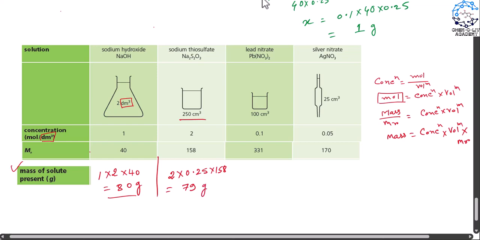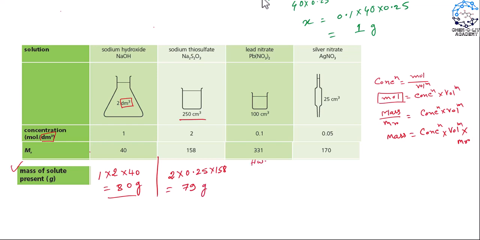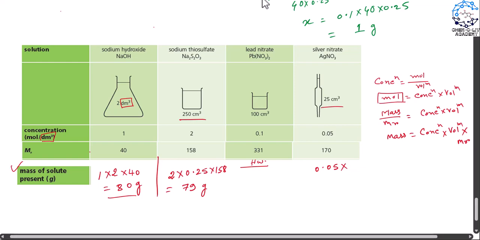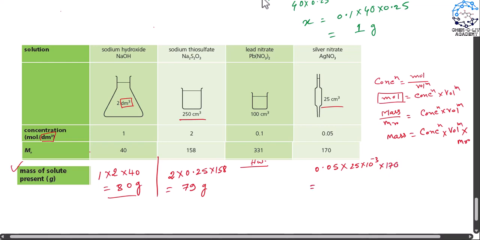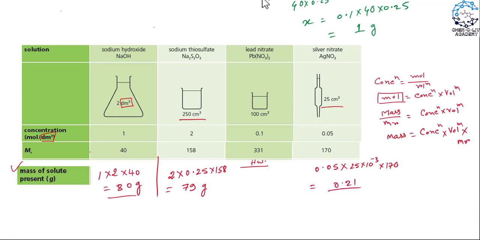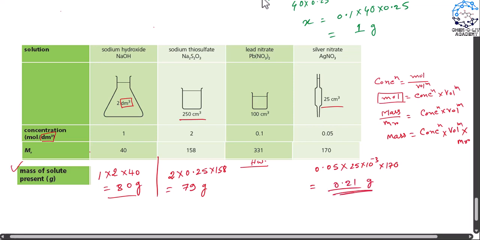And this one is for your calculation, you can do it in the same way. This one I'm going to do. So concentration is 0.05 mole per decimeter cube into volume, which is 25 centimeter cube. You have to convert it into decimeter cube, so 25 into 10 to the power minus 3, you can write it this way. So it converts into decimeter cube, times 170. If you do this calculation, you're going to get the mass. It's coming in the calculator as 0.21 gram. Right, so this is how you can calculate the mass from the volumes.